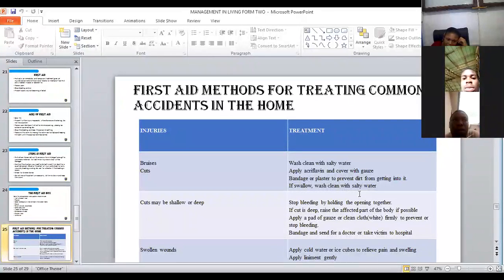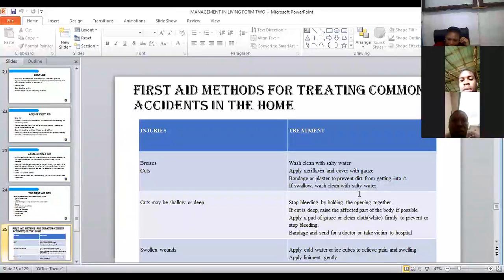Now, these cuts, when you are treating them, you look at how deep or shallow the cut is. If the cut is deep, you have to raise the affected part of the body. If possible, let's say if it's the hand, you raise the hand up. When you raise it up, you have applied some force, and this will help the blood to gradually stop bleeding.